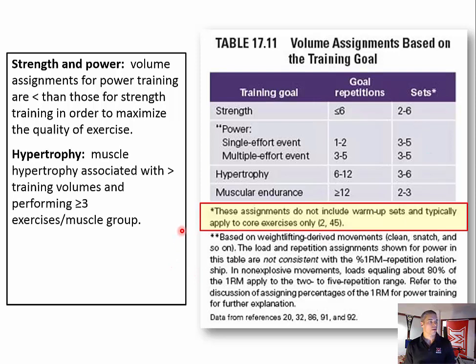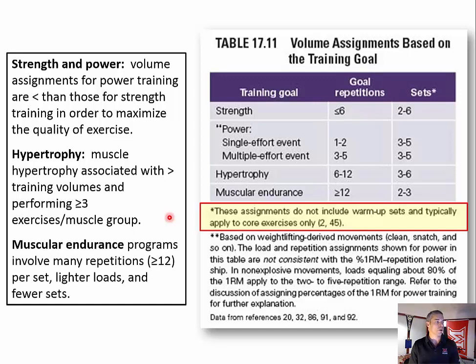With muscle hypertrophy, if that is the training goal, we see that muscle hypertrophy is associated with higher training volumes and performing 3 or more exercises per muscle group. So again, going back to exercise selection is going to be important here as well. And muscular endurance programs involve many repetitions, typically 12 or more reps per set, performing those sets with lighter loads and maybe fewer sets compared to hypertrophy or strength training if that is the primary goal.